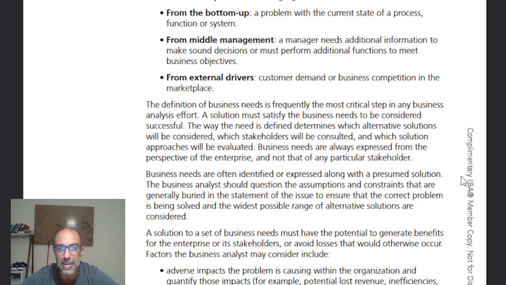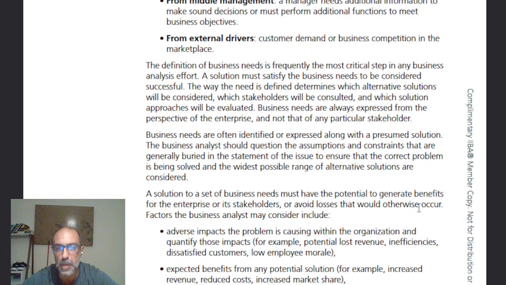The way the need is defined, okay, so these are very much stating the obvious, right? The way the need is defined determines whether alternative solutions will be considered, which stakeholders will be consulted, and which solution approaches will be evaluated. Business needs are always expressed from the perspective of the enterprise, not that of any particular stakeholder. So business needs are not personal, right? That's basically what they're telling us at the end, because everything you're doing is basically to decide which elements are engaged with it.